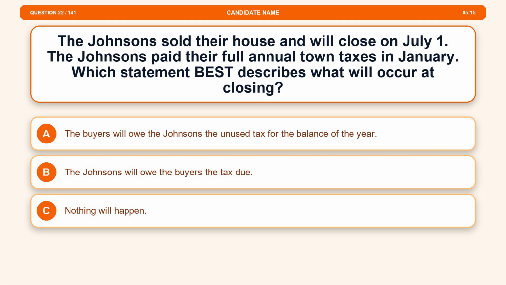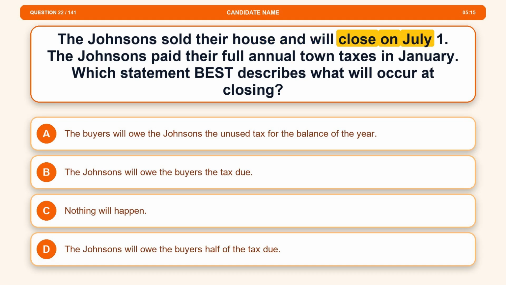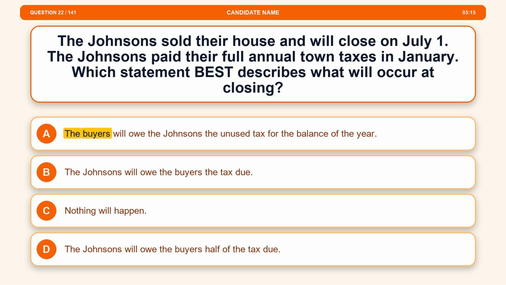Question 22. The Johnsons sold their house and will close on July 1. The Johnsons paid their full annual town taxes in January. Which statement best describes what will occur at closing? Option A. The buyers will owe the Johnsons the unused tax for the balance of the year. Option B. The Johnsons will owe the buyers the tax due. Option C. Nothing will happen. Option D. The Johnsons will owe the buyers half of the tax due.